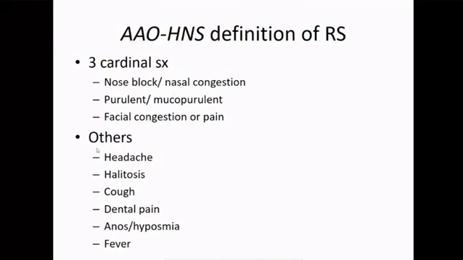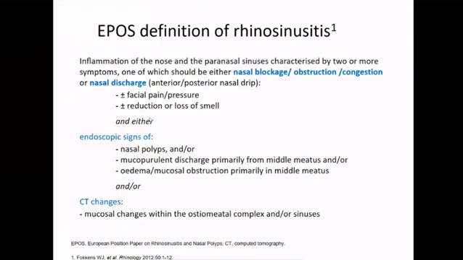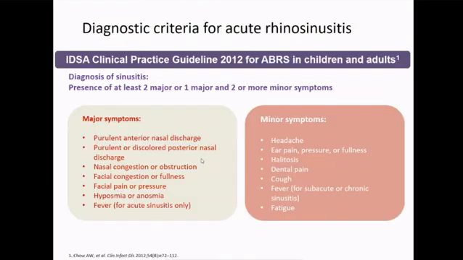So the others will help you make your diagnosis stronger. The headache, halitosis, cough, dental pain, all that. Okay, so for us here in UIA and most of the centers in Malaysia, we use this because it is easier for us. Kalau you guna European, you need to have CT scan, endoscopic signs, a lot of things. Okay, this one, Infectious Disease, also okay. Some centers use the Infectious Disease Society of America here. Also can.